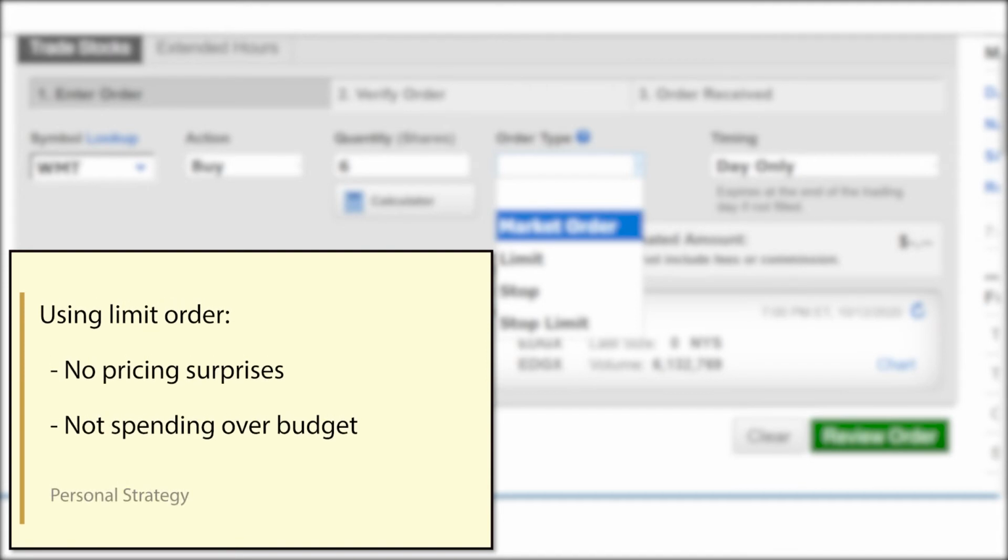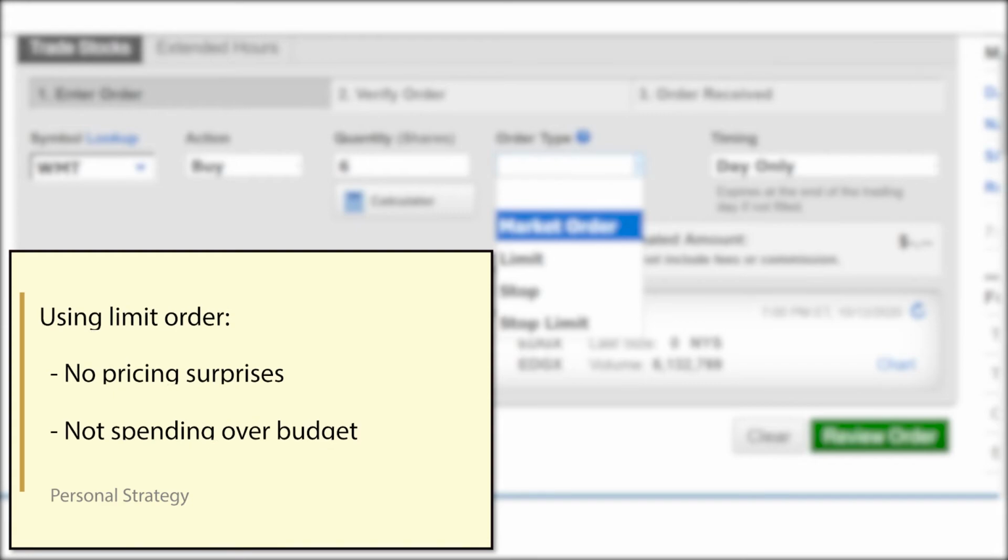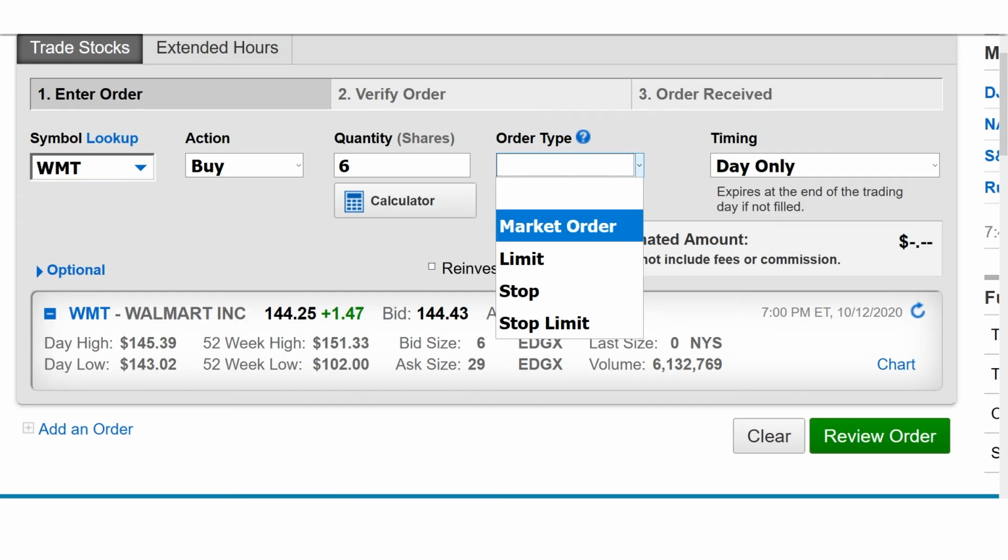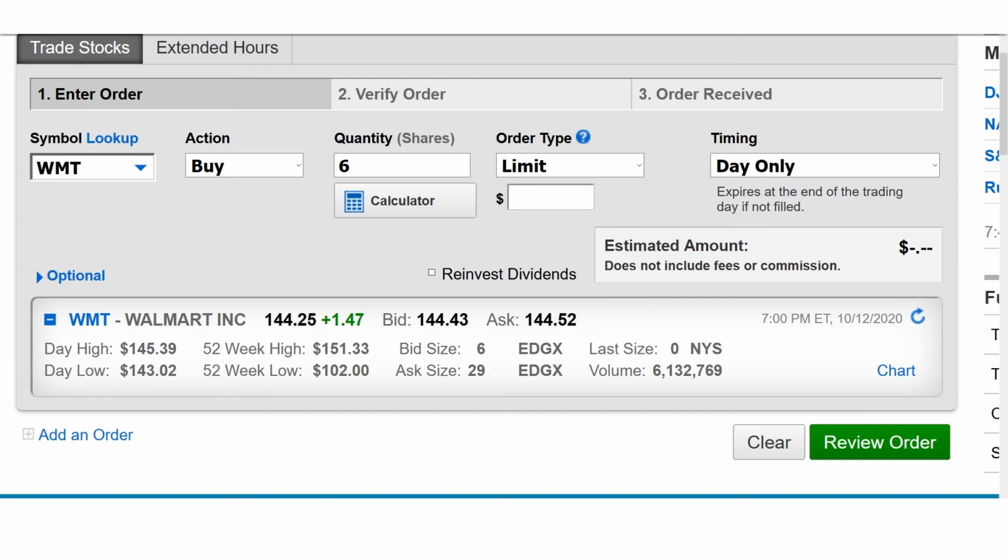I personally never use market order. I don't like surprises or spending over my budget. I always use limit order with a price very close to the current market price. If you become greedy and choose a very low price limit, your order may not be executed during the entire day. Go ahead and pick a fair limit price between bid and ask price.